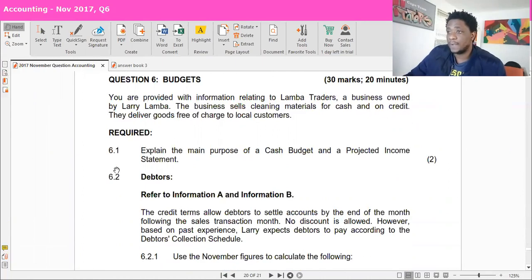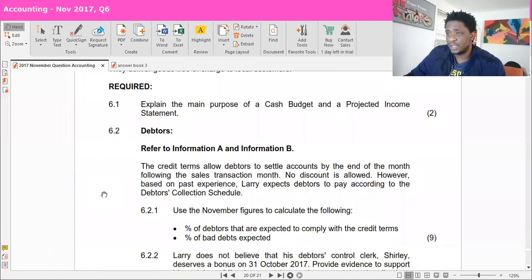So the next question is on debtors. It says, refer to information A and B. Firstly, they say the credit terms allow debtors to settle accounts by the end of the month following the sales transaction month. No discount is allowed. However, based on past experience, Larry expects debtors to pay according to their debtors collection schedule. So the credit terms of this business say if you buy in January, you should have paid in full by the end of February. Once you're not paid by the end of February, then you are not in compliance with your credit terms.